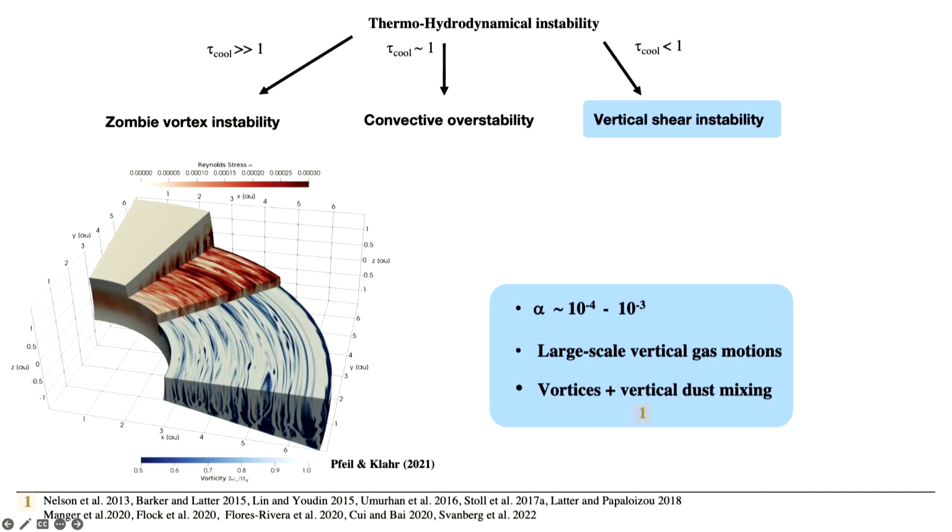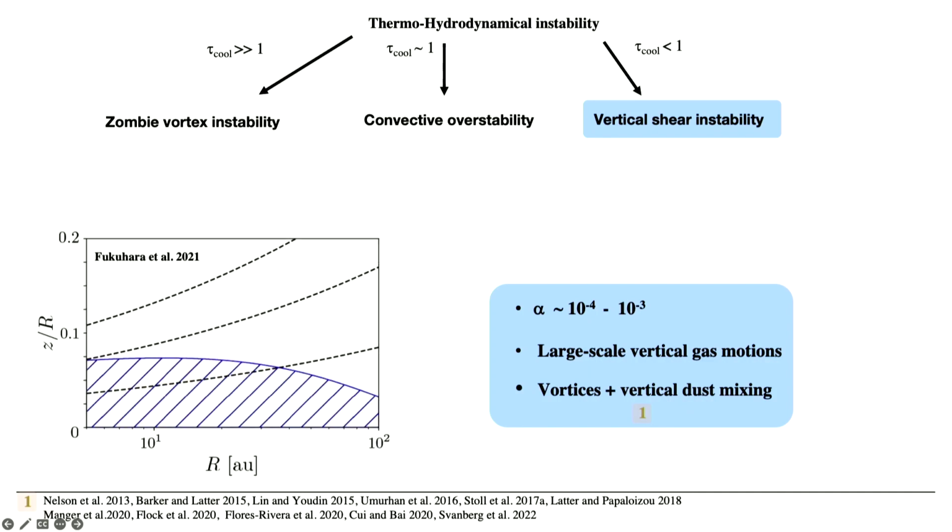And then the vertical shear instability, where we think it could operate in a large region in the disk. Alpha values between 10 to minus 4 and 10 to minus 3. And what is very characteristic are these large-scale vertical gas motions. It also produces vortices, and it's also important for the vertical dust mixing.